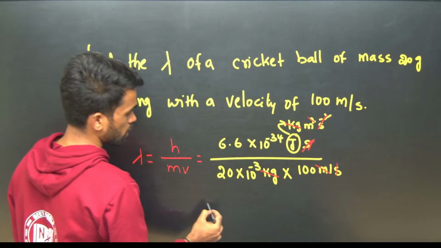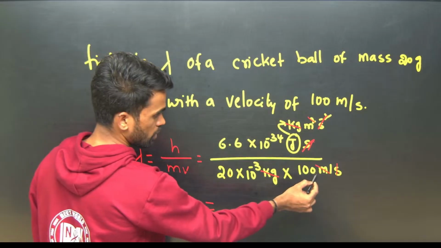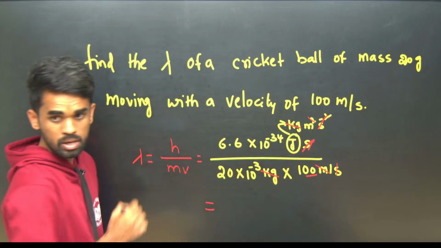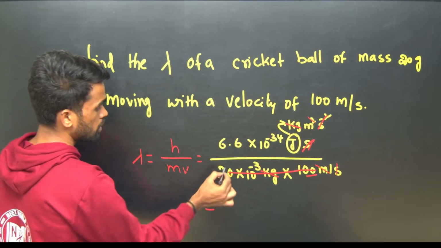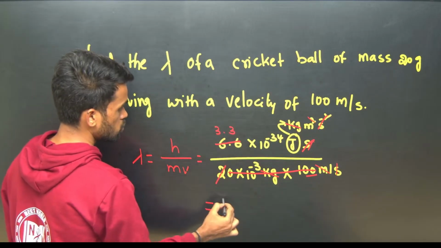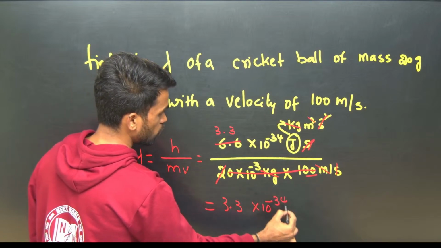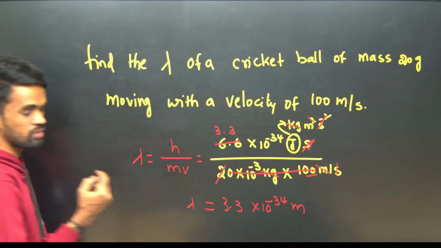Next, what can you do? See, here we have 20 and here we have 100 into 10 power minus 3. So 10 power plus 3 into 10 power minus 3, so you can remove these completely. So what do you have here? 2 1s are 2, 3, 3. So 3.3 into 10 power minus 34 meters we got. This is the lambda value, which is very small.